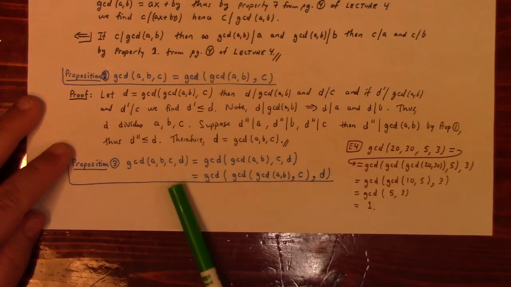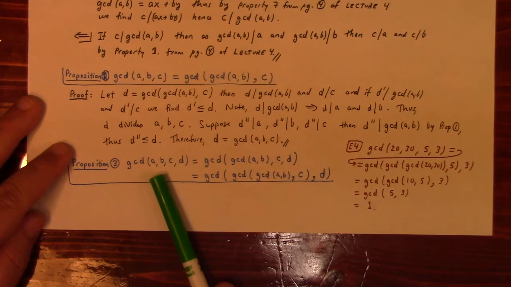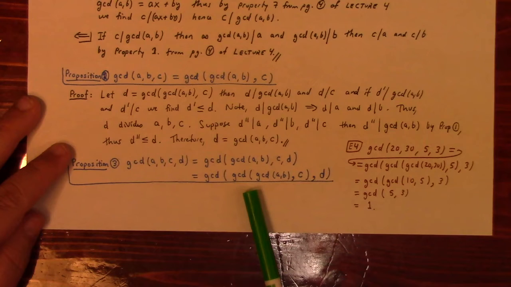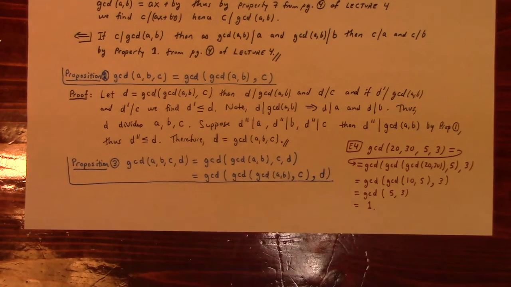All right, so you can also prove this, that if you have the GCD of A, B, C, D, you can do the GCD of AB with CD, and then you can do, that is the GCD of the, oh, so much. I think I might have missed a parentheses there. My bad.